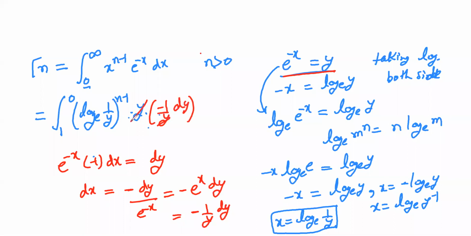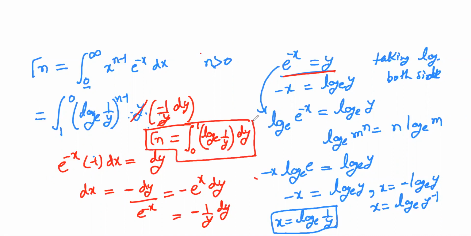So this y cancels. Equivalently, you can write it in the next slide. I will write it in short form. This minus will change the limits. Okay, y will cancel, so what is left is only log e 1 upon y and dy. So this is gamma n, another expression. Very rarely will anybody ask, but you must know this.